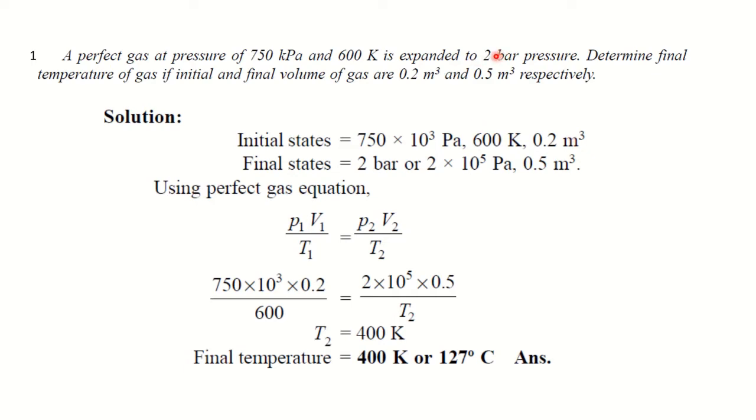Again, here final states are given. That is P2 is given, V2 is given. We have to find out T2. So P1 V1 by T1 is equal to P2 V2 by T2. Correct? So just calculate the value by substituting. It's a very simple example.